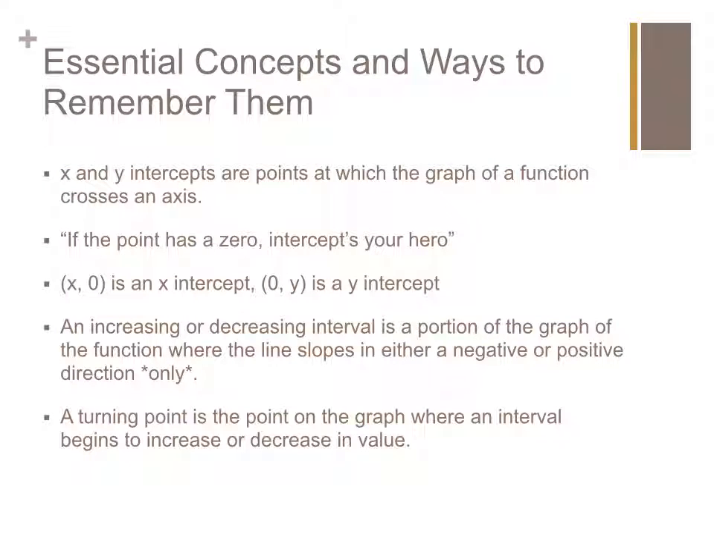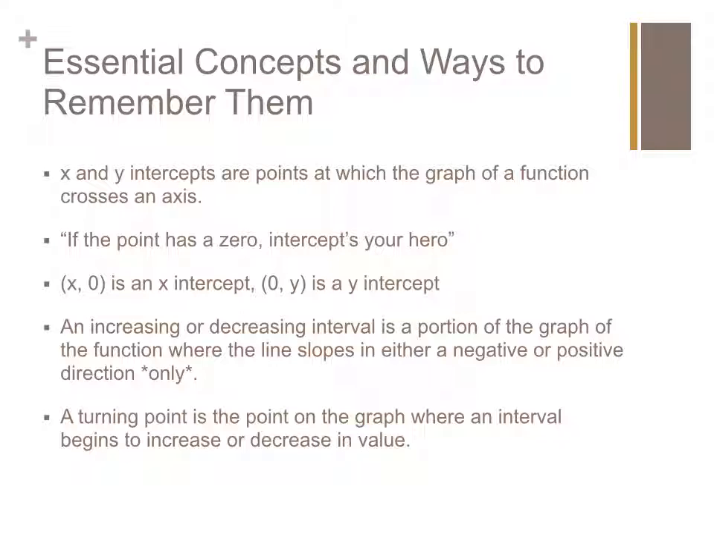Essential concepts first are the x and y intercepts. Those are points at which the graph of a function will cross an axis. I always remember it as, if the point has a 0, intercepts your hero. If a point has any x but a 0 in the y place, then it is an x-intercept because it will be crossing over the x-axis. If it has a 0 for the x but any y, it will be a y-intercept because it's crossing over the y-axis.